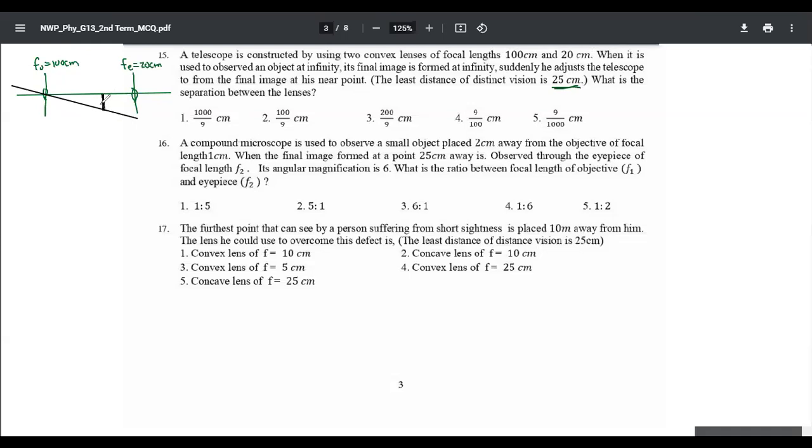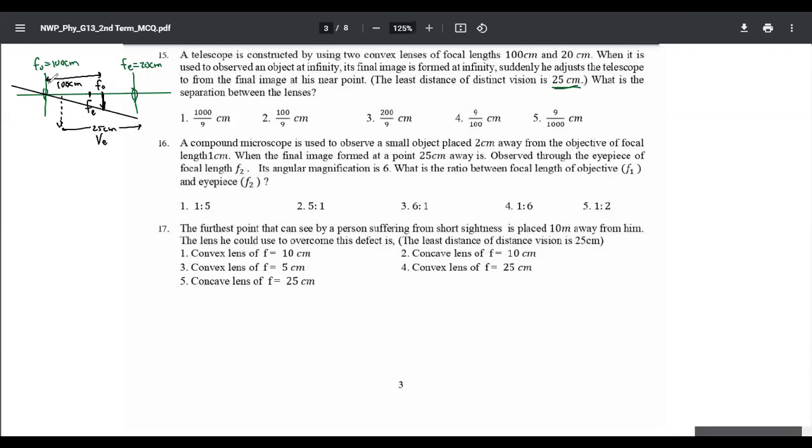And this distance is going to be how much now? 100 centimeter, because the object is at infinity. If the object is at infinity, the image will be formed at the focal point of this lens, f naught. And the final image is formed at 25 centimeter, because that is the least distance of distinction. I'll take it as VE, the image distance for eyepiece, and the focal point of eyepiece should be somewhere here, because this image created by object lens becomes the object for this.